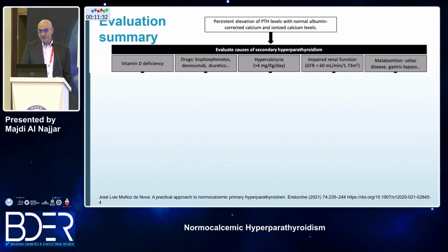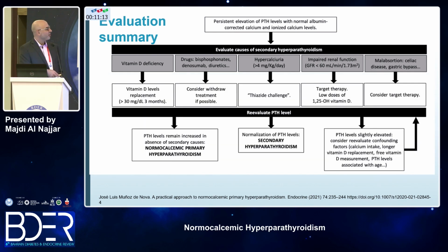So to summarize, the first thing is we need to confirm persistent elevation of PTH with normal calcium. Then we need to rule out vitamin D deficiency, drugs that cause elevation in PTH, hypercalciuria, low GFR, and malabsorption. We have to evaluate all of these. If the patient has low vitamin D, we supplement them, and then we follow the PTH. It can sometimes take 6 months to 1 year for the PTH to normalize after you normalize vitamin D.